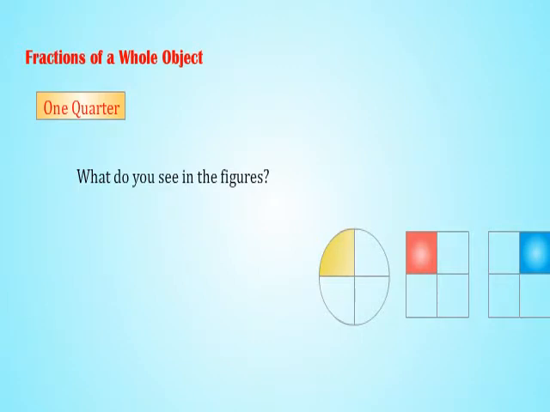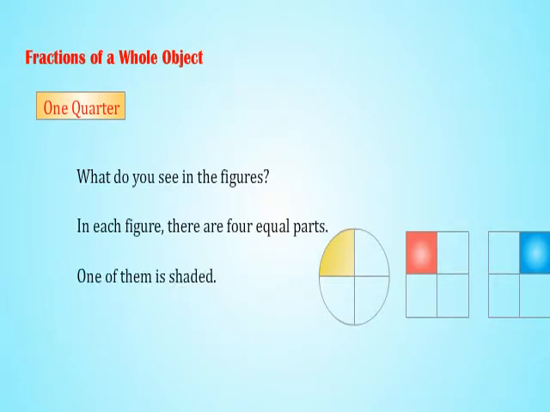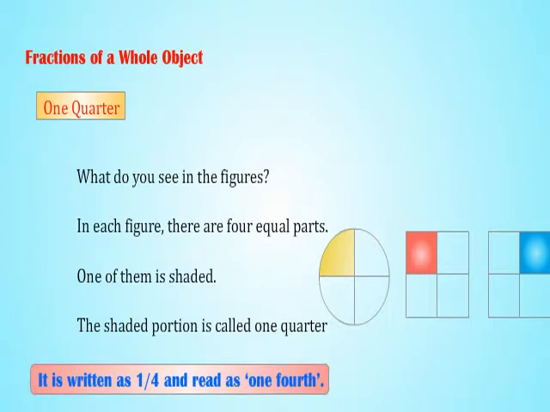1/4. What do you see in the figure? In each figure, there are four equal parts. One of them is shaded. The shaded portion is called 1/4. It is written as 1/4 and read as one fourth.